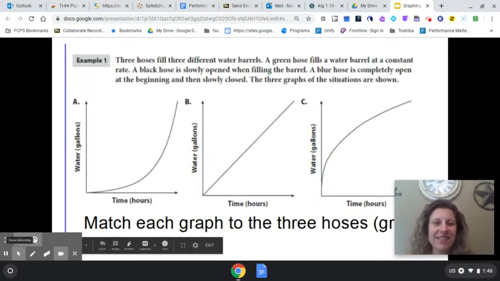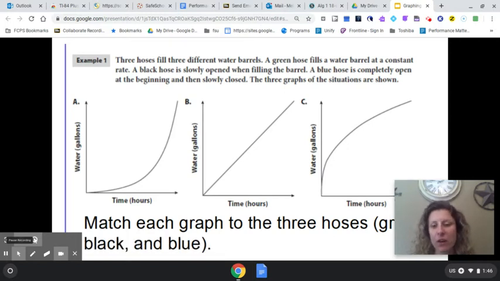Okay, for this next example, we have 3 different graphs, and we're trying to match them with 3 different hoses that are explained at the top here. 3 hoses fill 3 different water barrels. A green hose fills a water barrel at a constant rate. A black hose is slowly opened when filling the barrel. A blue hose is completely open at the beginning and then slowly closed. The 3 graphs of the situations are shown.